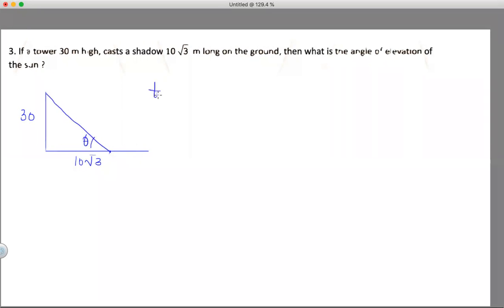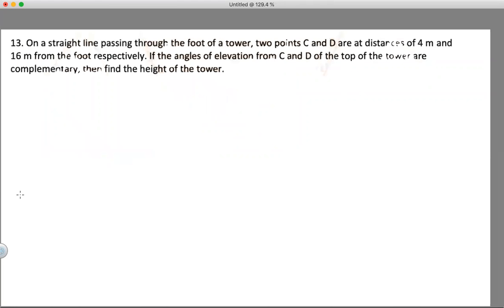So tan theta is equal to this by this, 30 by 10 root 3, which is root 3, right? You see why it is root 3. So theta is equal to 60 degrees. So this is like a 1 mark question, the simplest possible.